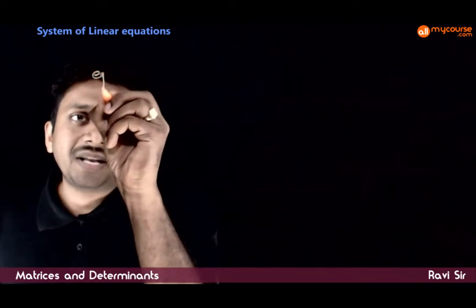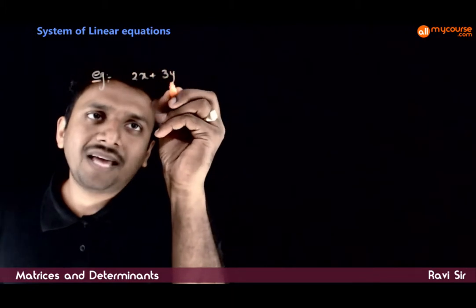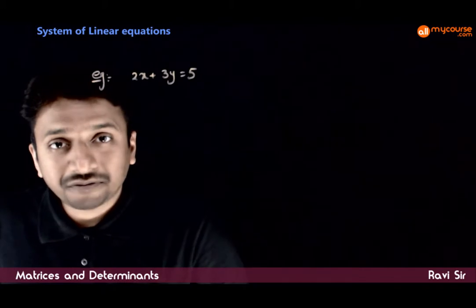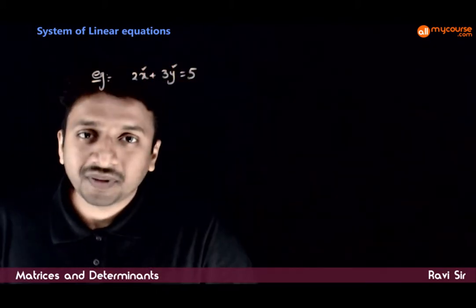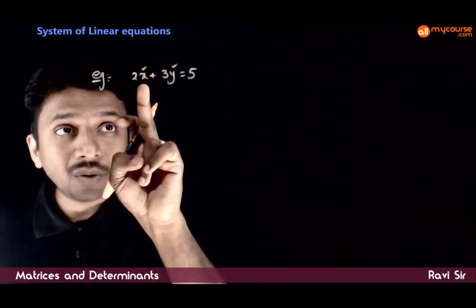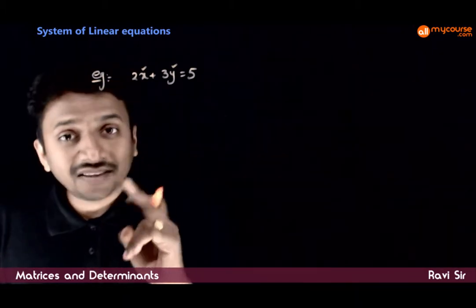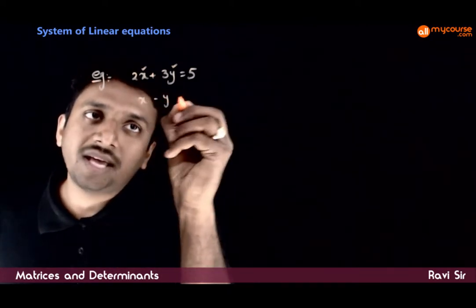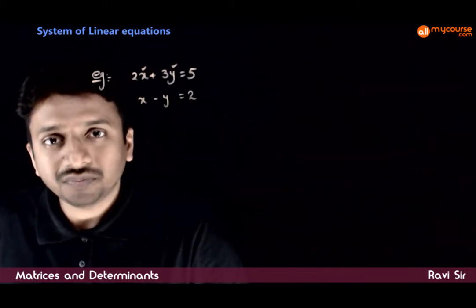Let us take an example. 2x plus 3y is equal to 5. This is an example of a linear equation in variables x and y, or a linear equation with unknowns x and y. Now let us take another linear equation in x and y. Let us take x minus y is equal to 2.